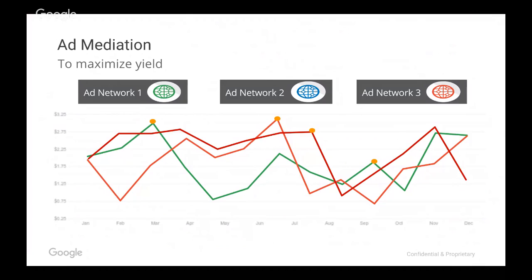So you want to make sure that you are not working with just one network, and you want to have the best paying CPM throughout the year. So how are you going to do that? The solution is AdMob mediation.